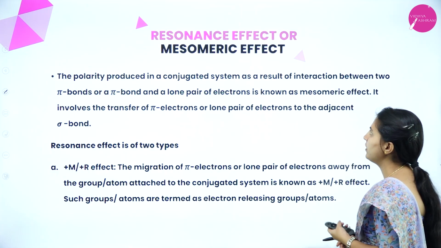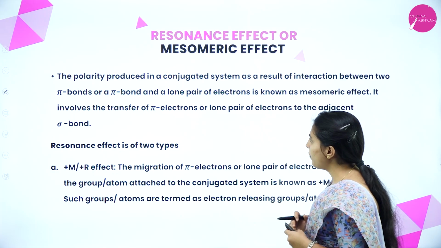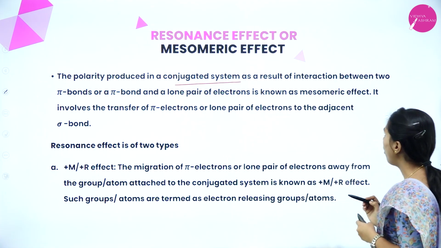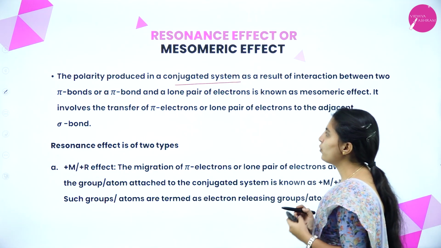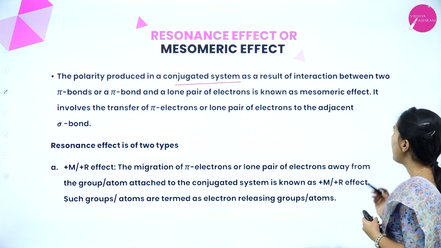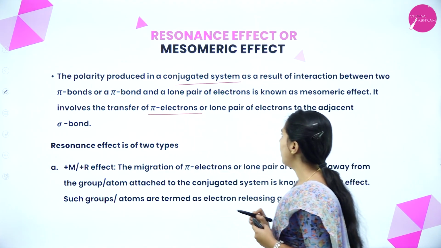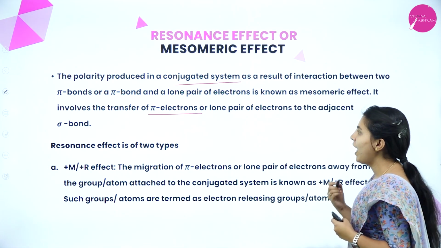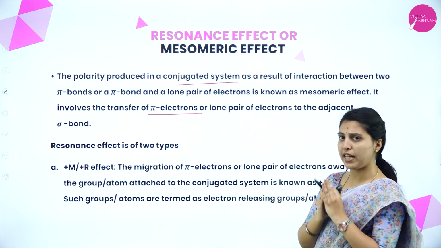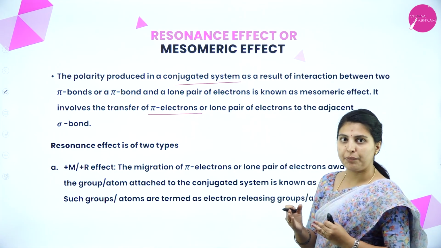Okay. Next is the resonance effect or mesomeric effect. The polarity produced in a conjugated system as a result of interaction between 2 pi bonds or a pi bond and a lone pair of electrons is known as the mesomeric effect. It involves the transfer of pi electrons or lone pair of electrons to the adjacent sigma bond. It means here also charge separation will take place obviously, but in a conjugated system.